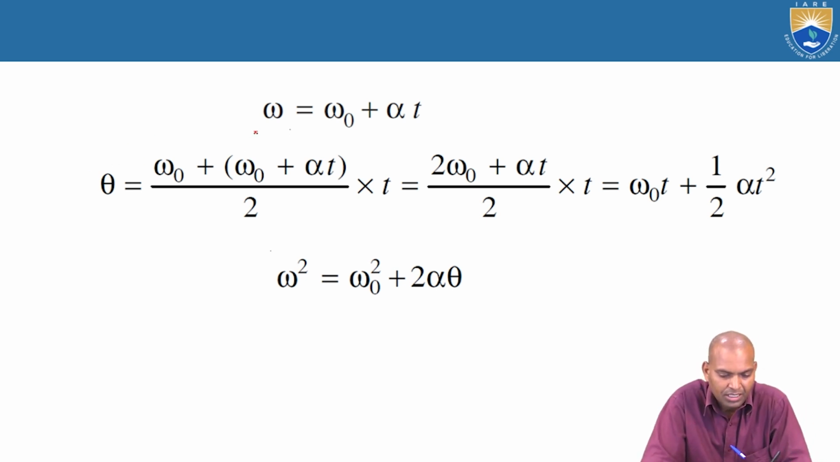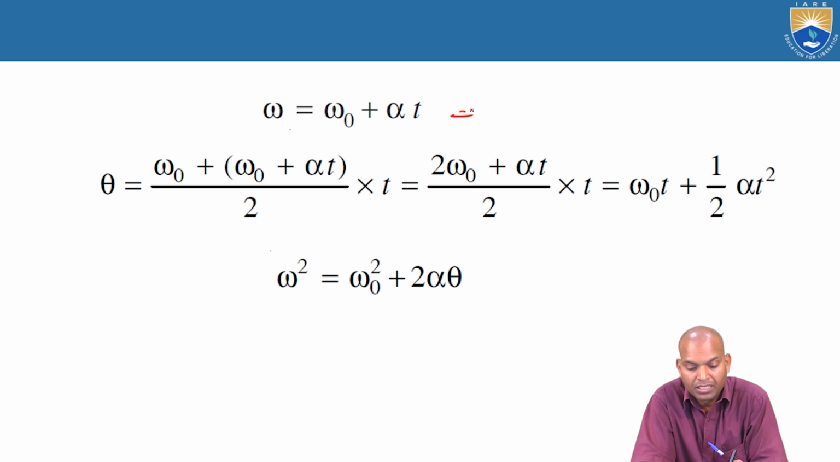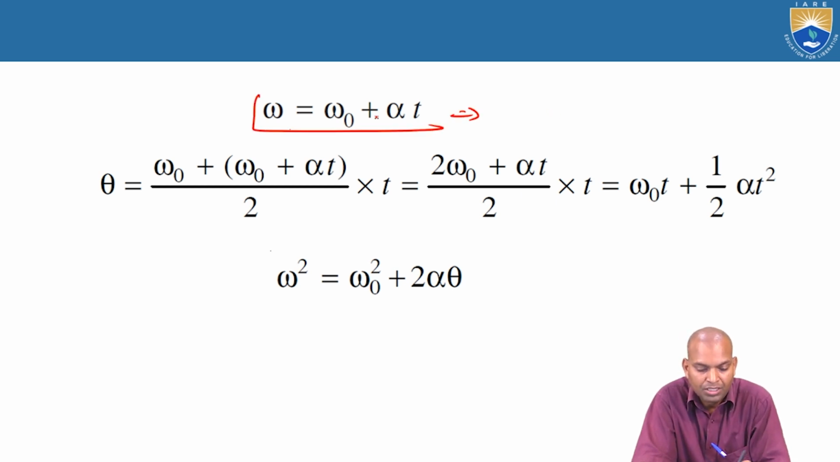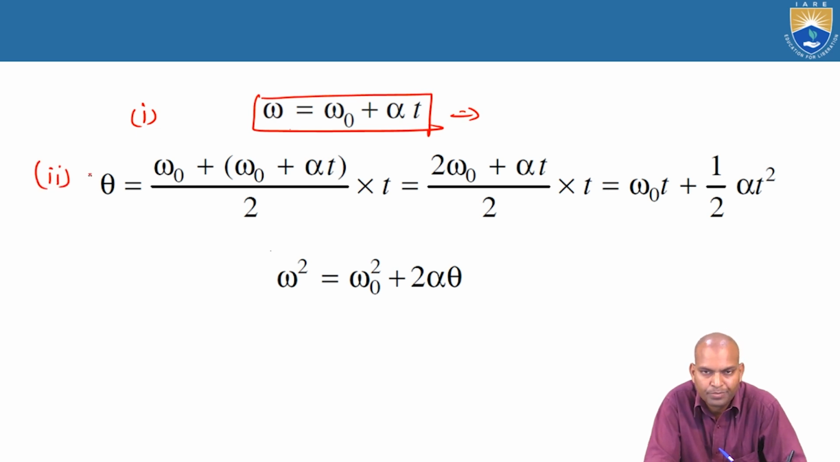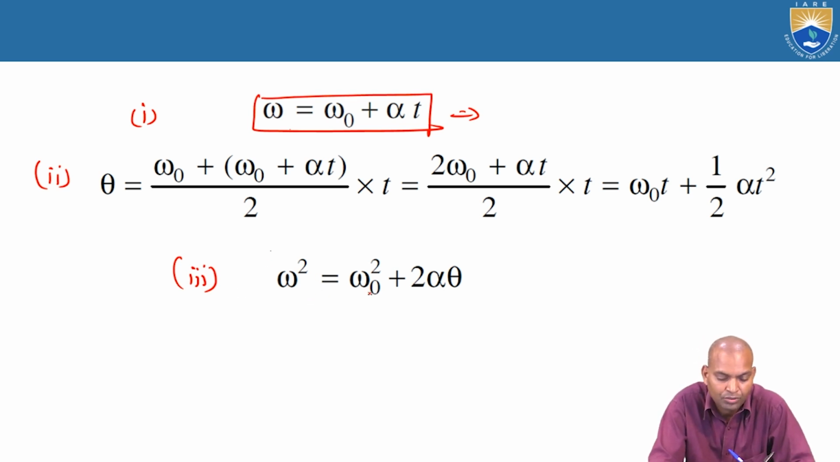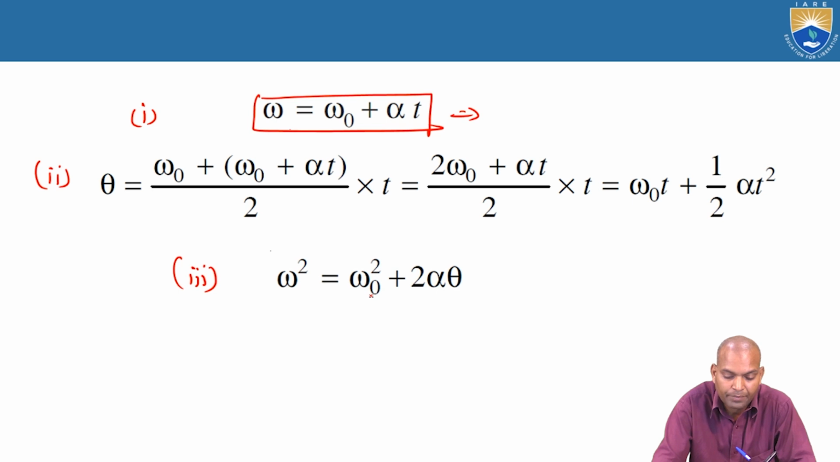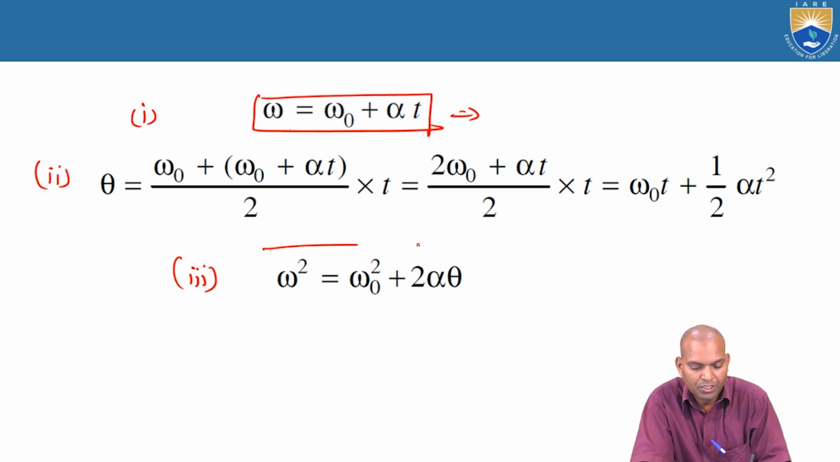As we mentioned here, v equal to omega naught plus alpha t. This is in linear motion; that is, final angular velocity equals initial angular velocity plus alpha times t. This is equation 1. Equation 2: s equal to ut plus half at square, that is, theta equal to omega naught t plus half times alpha t square. And the third equation is v square, that is, omega square, final angular velocity square, equal to the square of the initial angular velocity plus 2 times alpha times theta, angular displacement.